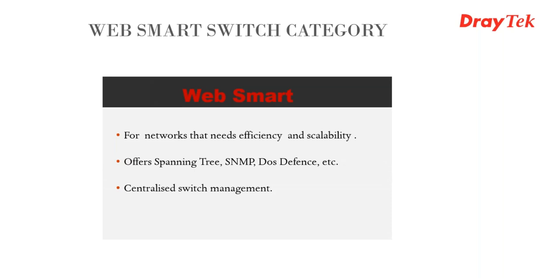The next category is the web smart switch category. The web smart switch models offer more complete functionalities like spanning tree, SNMP, DoS defense, and so on. They're suitable for networks that need efficiency and scalability. These models can also be managed centrally, which we will discuss later on.